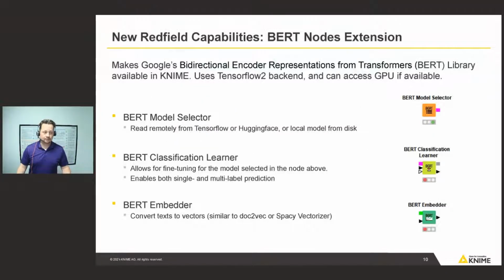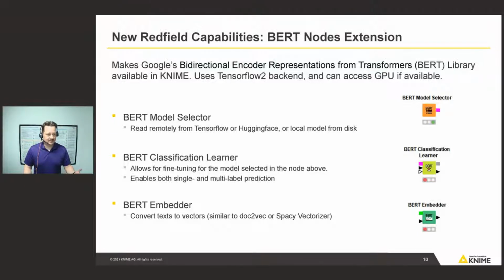Now, having said that, what we really want to talk about are the new Redfield capabilities that they've been working on extensively. So there's a couple of different extensions. The first is the BERT nodes extension that they've built and have added several nodes to recently. If you're not familiar with BERT, it stands for the Bidirectional Encoder Representations from Transformers Library. Say that 5 times fast. You're better than I am.